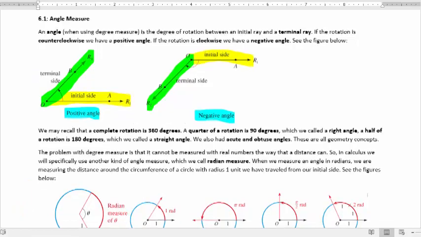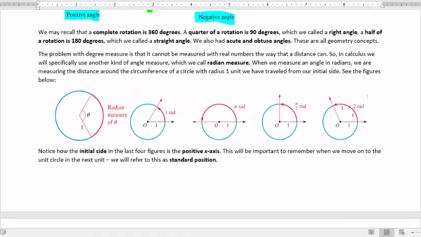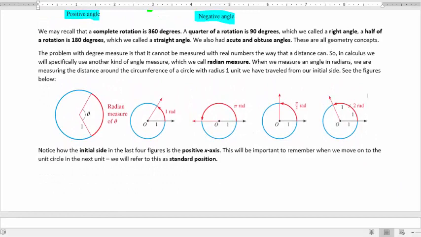So you might recall that 360 degrees is one complete rotation, which means that a quarter of a rotation would be 90 degrees. That's going to be called a right angle. Half of a rotation would be 180 degrees. That would be called a straight angle. And you also had things called acute and obtuse angles. These were all geometry concepts, right? An acute angle was just an angle that was less than 90 degrees, and an obtuse angle was an angle that was between 90 and 180 degrees.